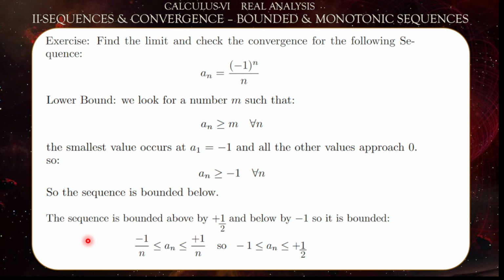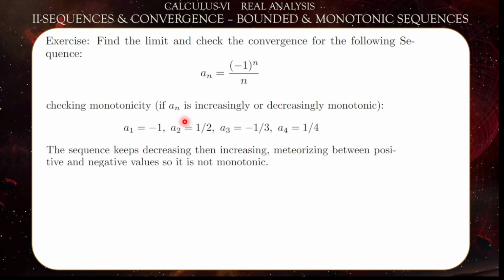The sequence is bounded above by +1 divided by 2 and below by -1, so it is bounded. You have a_n greater than or equal to -1 over n, less than or equal to +1 over n. So a_n is greater than or equal to -1, less than or equal to +1/2, which are respectively the lower and upper bounds.